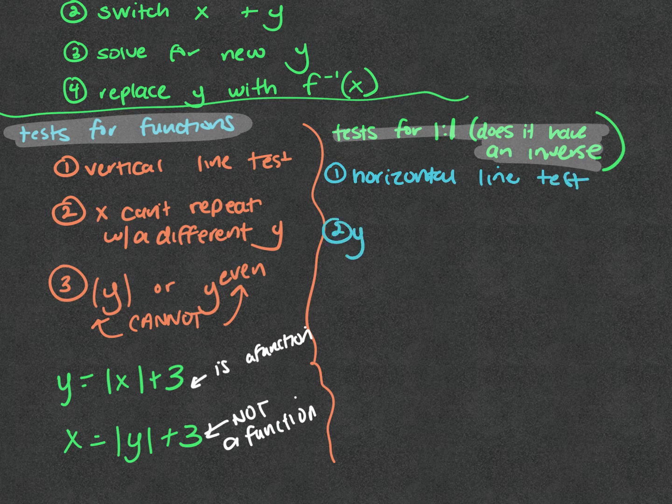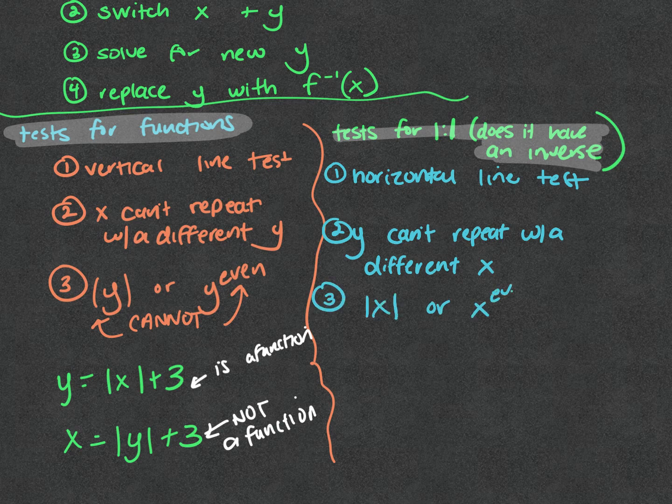To the y, it can't repeat. Everything switches. Think x's and y's switch, so everything switches. And three, the x can't be an absolute value or raised to an even power.